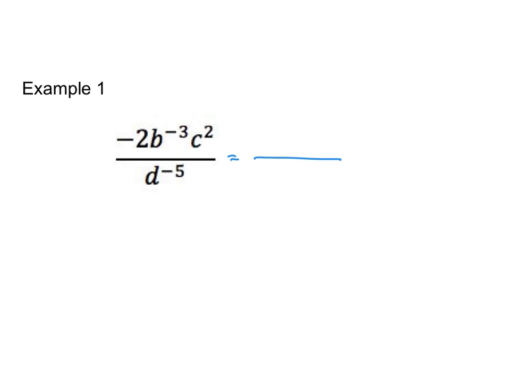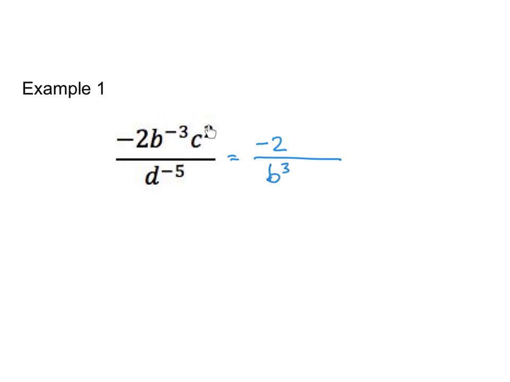So notice how this is negative 2. Does negative 2 have an exponent? It does not. It's just going to leave it as negative 2. Here I have b to the negative 3. B is unhappy. So b wants to move, and it wants to go on the bottom part of the fraction.